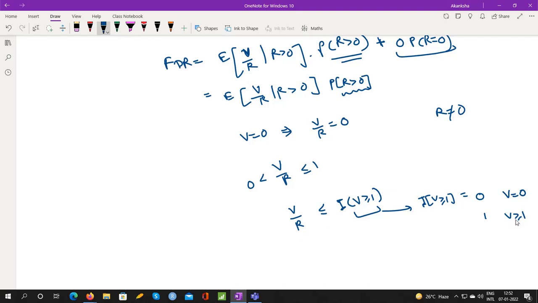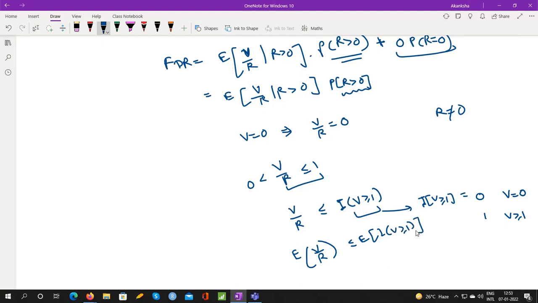And if V is not equal to 0, then the RHS is 1 and the LHS is less than or equal to 1. Correct? So I can write that V by R is always less than or equal to the indicator of V greater than or equal to 1. Everyone with me so far? Okay. So now I will again use monotonicity of expectation. So the expectation of V by R will be less than or equal to the expectation of the indicator of this.